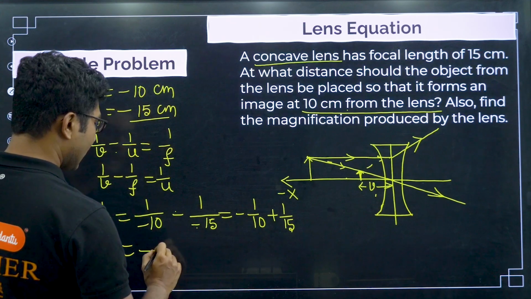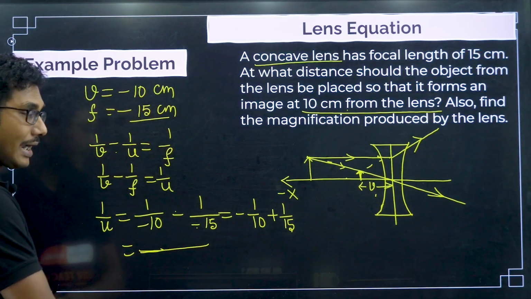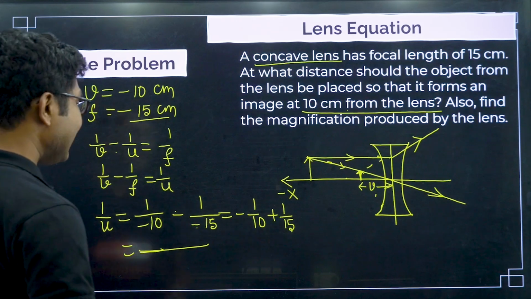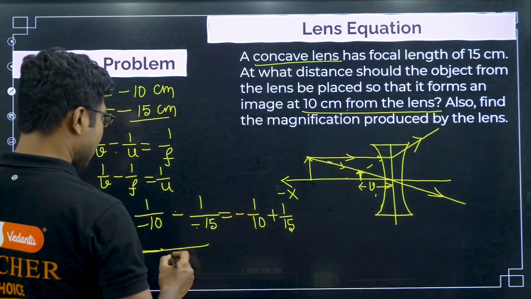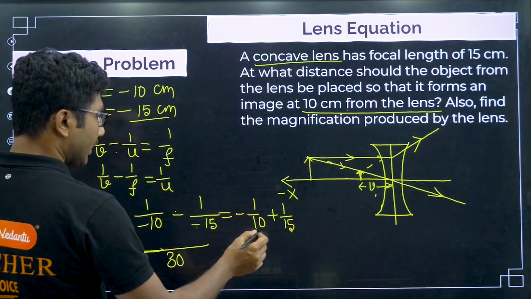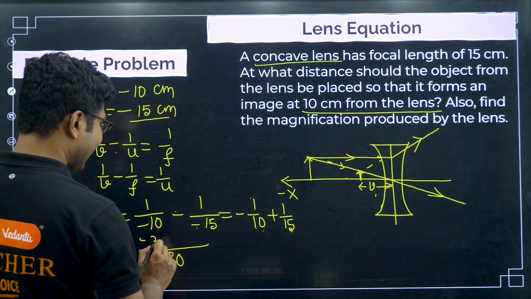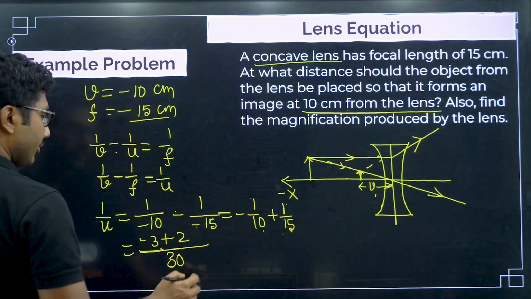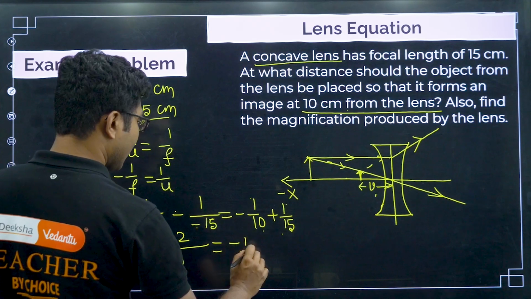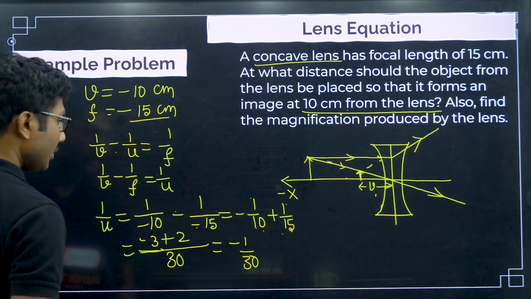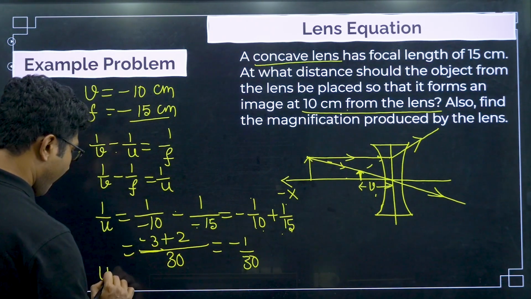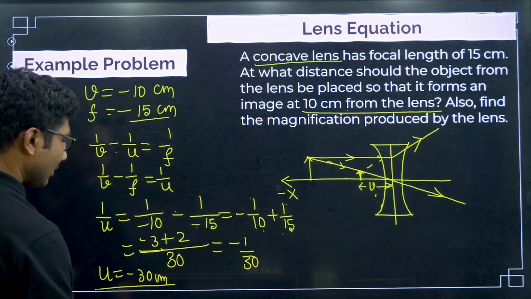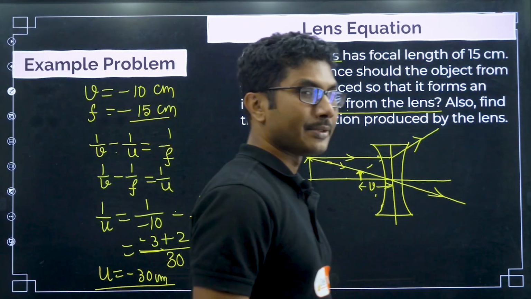Now, you can either do the LCM or you can do the way I have done in the previous case. In this case, I think doing the LCM is easy. So, the LCM of 10 and 15 is 30. So, it will be minus 3 plus 2, right. So, it will be minus 1 by 30, right. So, u becomes minus 30 centimeter. So, as you can see, the negative sign of u comes automatically.